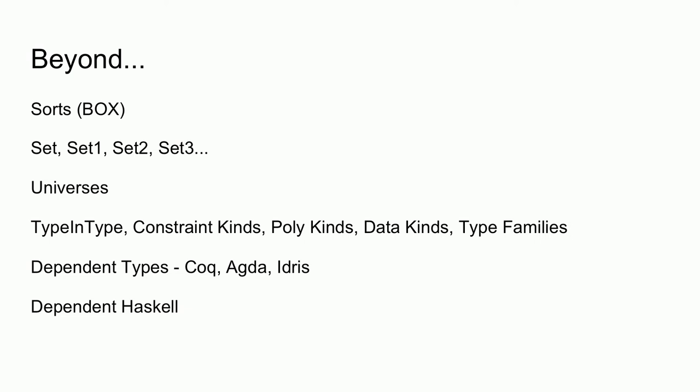In this fourth line, type in type, constraint kinds, and so on, these are all advanced language extensions you can turn on in Haskell to do various type level things that are between standard Haskell and a fully dependently typed Haskell. And when you go to dependent typing, at the moment you need languages like this in that second bottom line. And that stuff's really, really interesting. And I highly recommend anyone interested in type theory to go and play with dependent types.